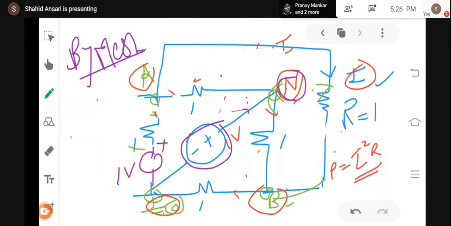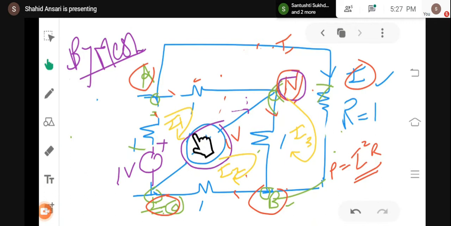This can be considered as I1, right? This can be considered as I2, or this can be considered as I3. You can simply write down the mesh equation. What will be the equation of loop 1? It will be minus 1 into I1, or for this plus 1, so plus 1.